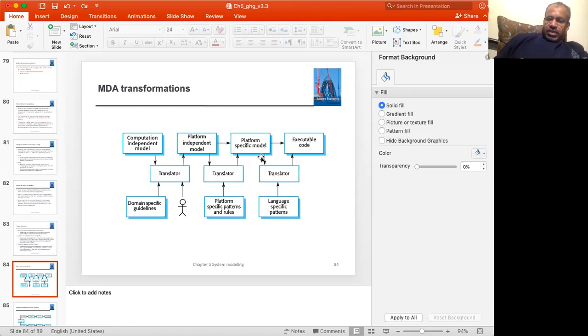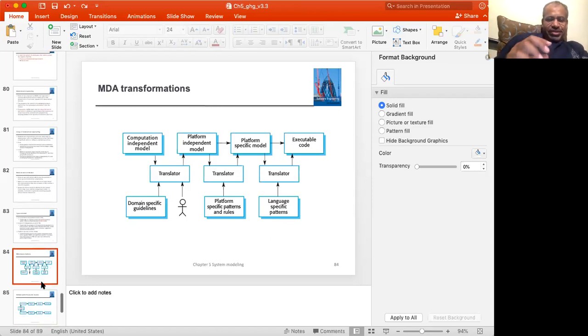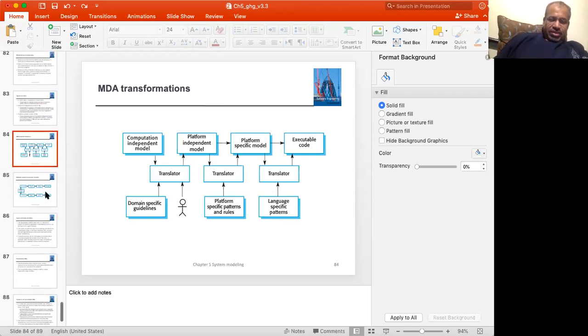And finally, we take the platform-specific model that we want to evolve to executable code, and again we need some information about the language-specific patterns and constraints. So we need a little bit of assistance with these transformations. They're not going to be totally automatic.